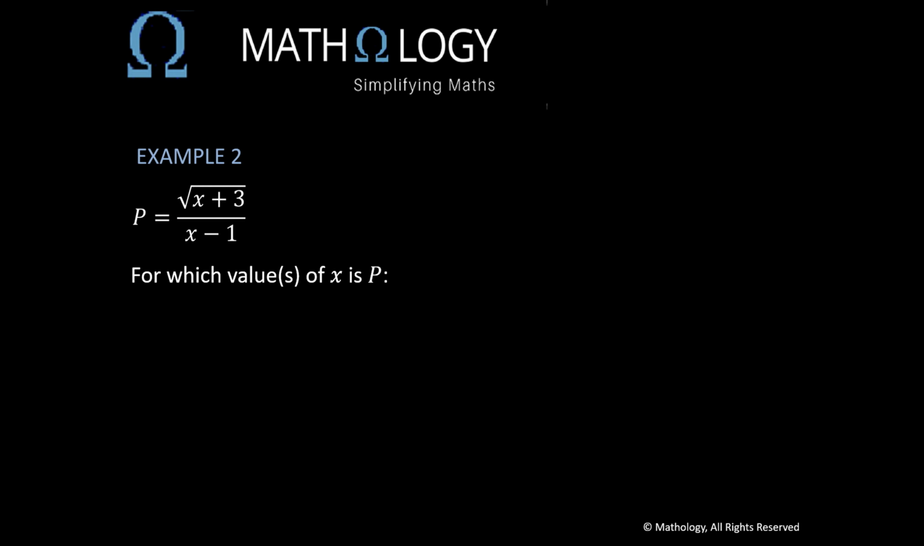Given that p equals root x plus 3 all over x minus 1, determine for which value, or values, of x, p will be rational, irrational, non-real, and undefined.